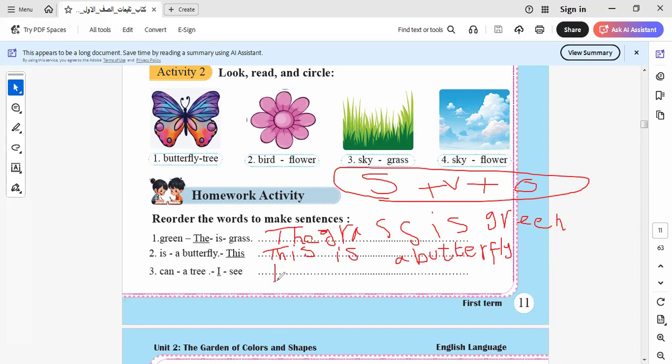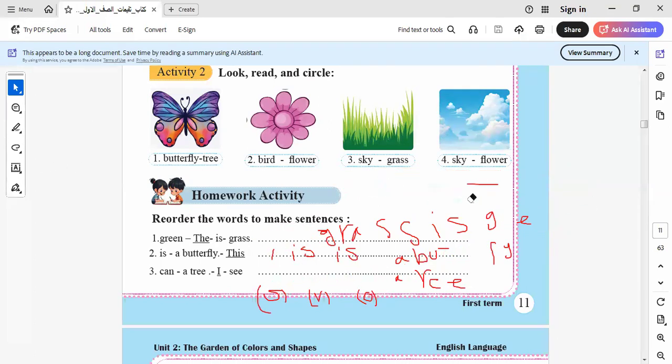Here we have, I can see a tree. It will be, I can see a tree. So here is subject, here is verb, here is object. So here we apply the rule on the sentence, to know how to apply this rule on this sentence. Okay, we must write this rule in the exam so we answer this question in the correct way. Let's go to another question here.